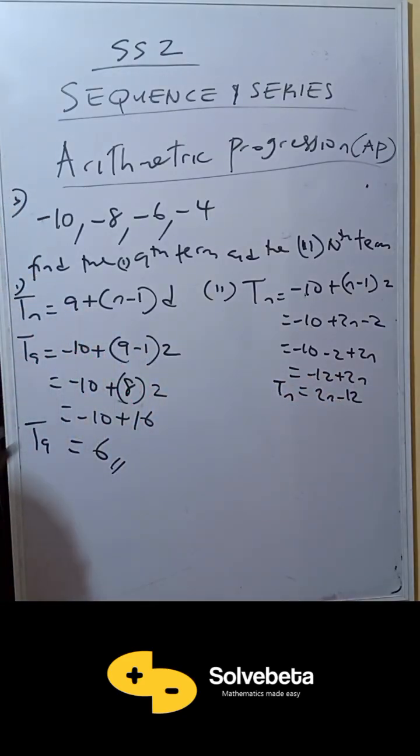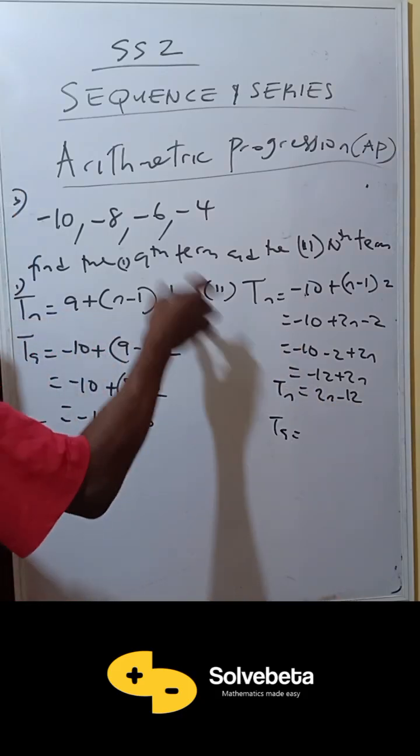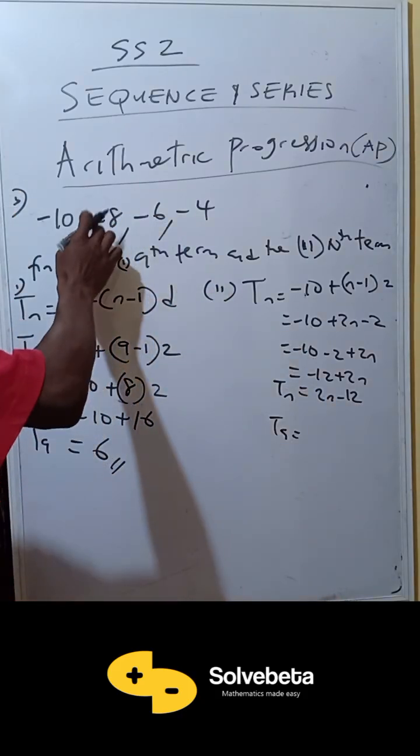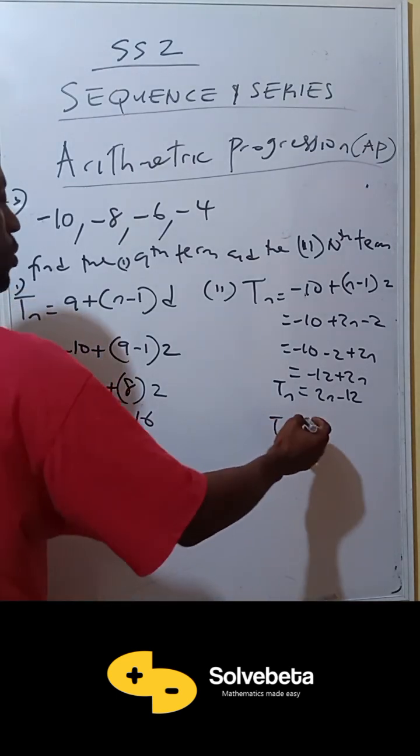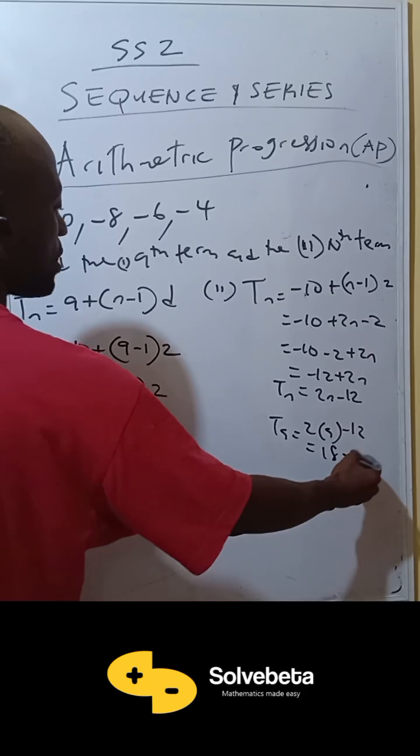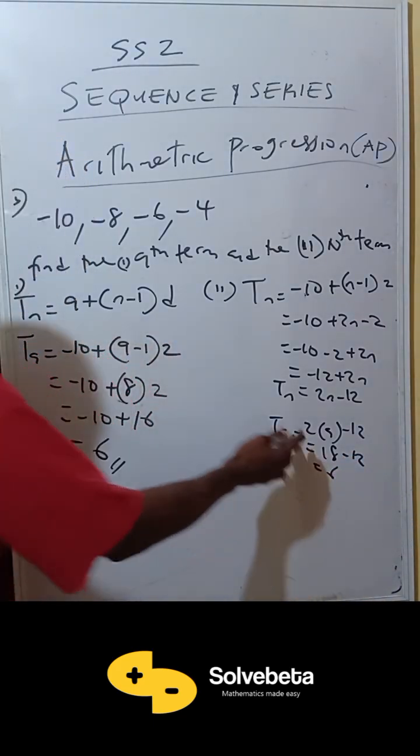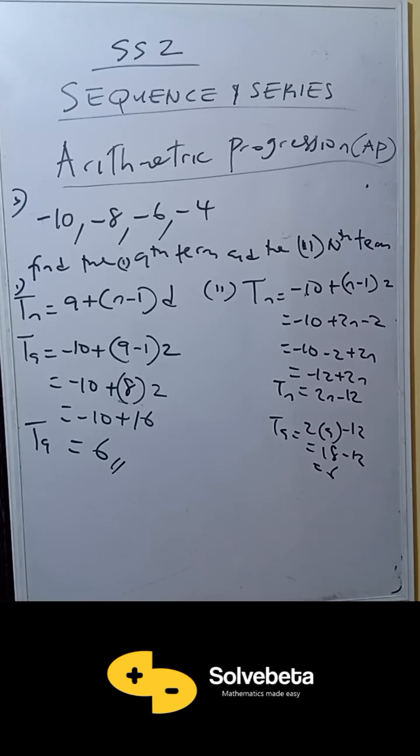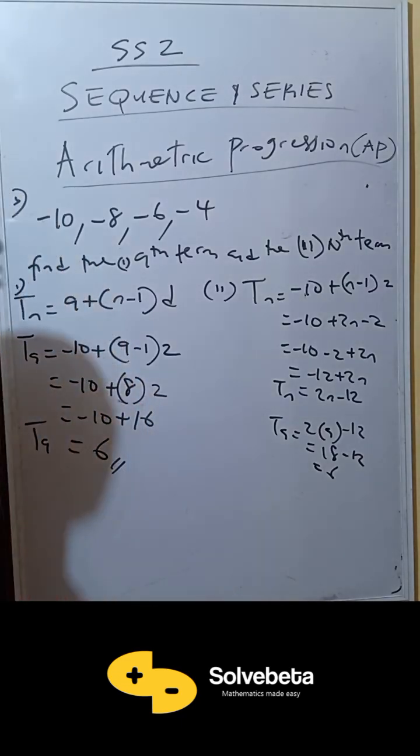Let's check if it's correct. Let's use it to get the ninth term, T9. Remember, this nth term is the formula that gives us any term in this specific AP. So T9 will be 2 times 9 minus 12. What's 2 times 9? 18. 18 minus 12 is 6, right? You see that this one is correct. It gives us the specific term we're looking for. So that's it.